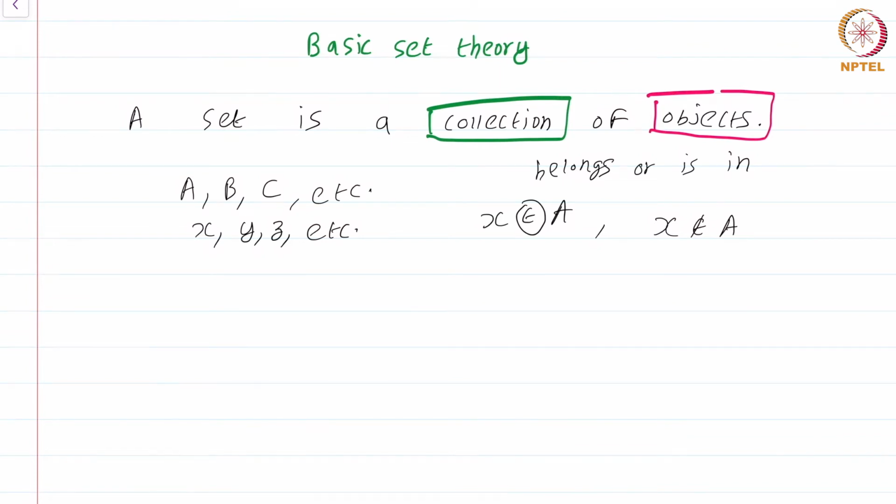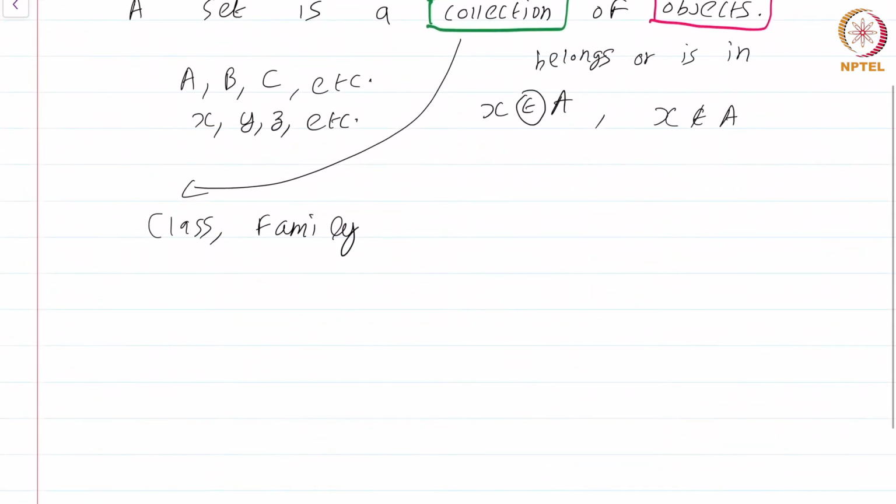So sets are a collection of objects. We will also use several other synonyms for collections. Sometimes we will say class, sometimes we will say family. They all mean the same thing for the purposes of this course. Whereas in a course on set theory, depending on which approach you take, they might mean different things. But for us, collection, class, family are all the same.